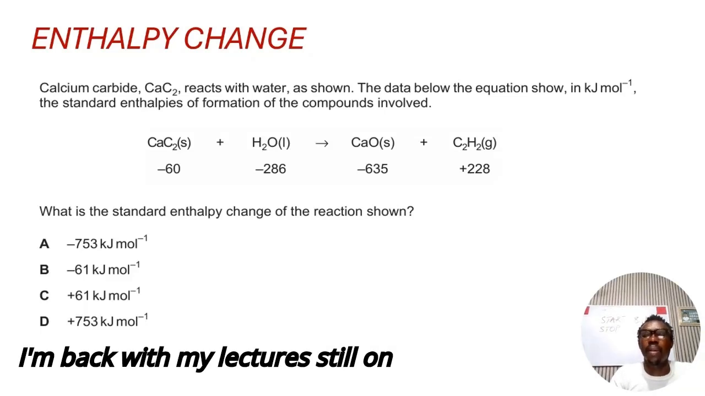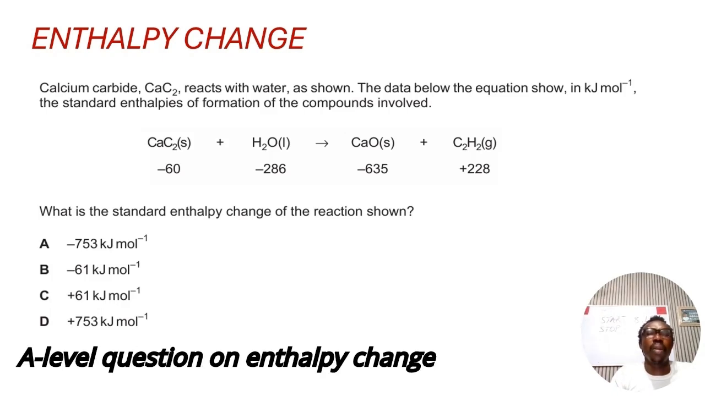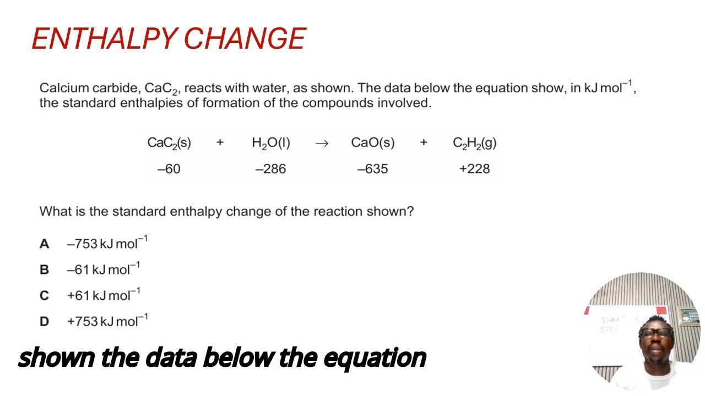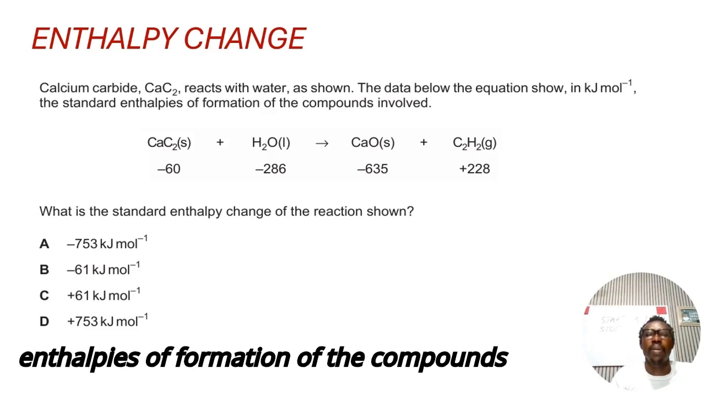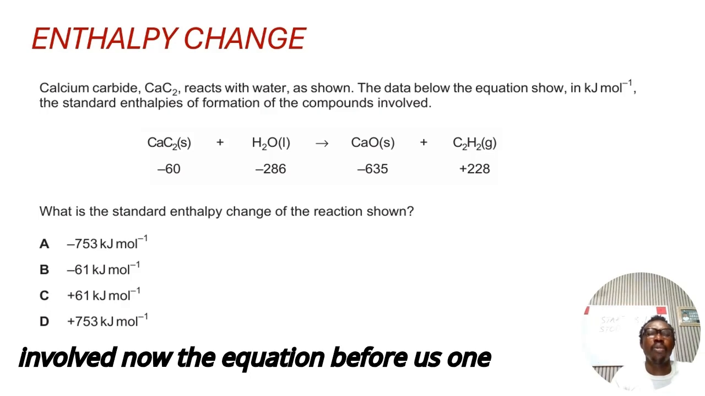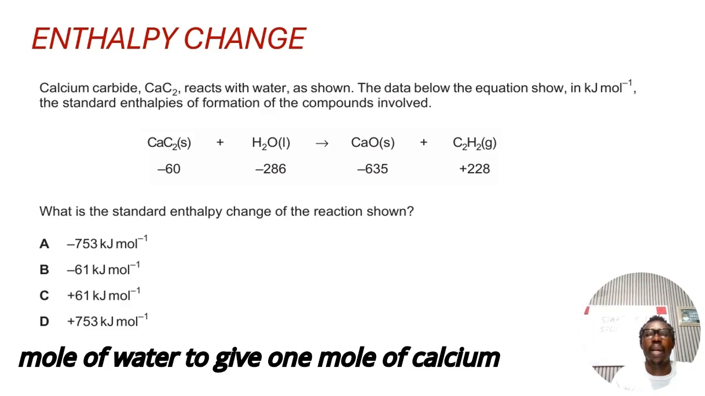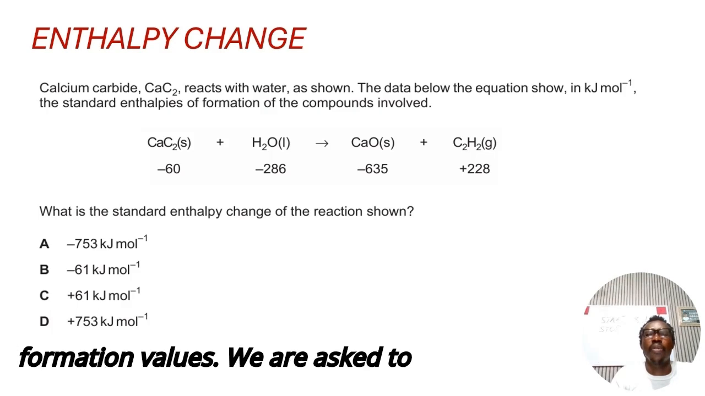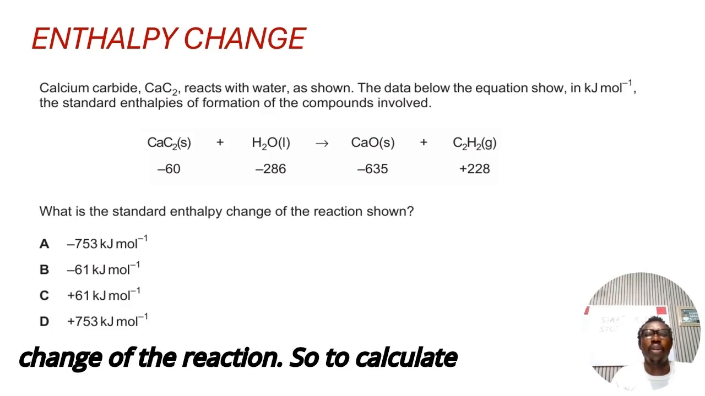I'm back with my lectures, still on enthalpy. Before us, a typical chemistry A-level question on enthalpy change. Calcium carbide reacts with water as shown. The equations show, in kilojoule per mole, the standard enthalpies of formation of the compounds involved. In the equation, 1 mole of calcium carbide reacts with 1 mole of water to give 1 mole of calcium oxide and 1 mole of ethyne. So we are given the enthalpy change of formation values. You are asked to calculate the standard enthalpy change of the reaction.